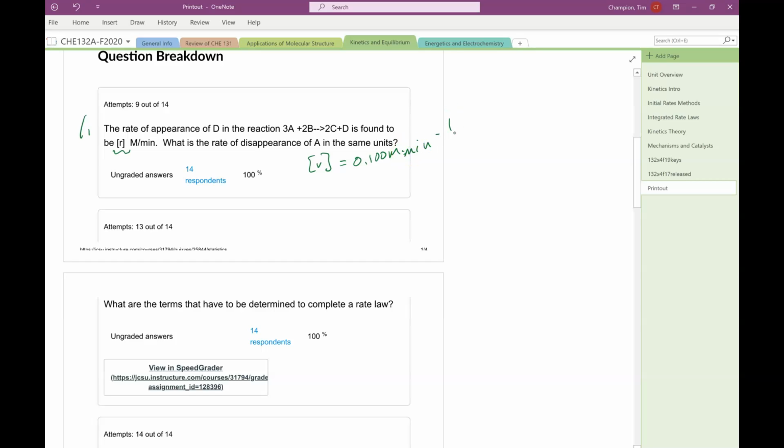So to answer this question, which is a relative rates question, right? Relative rates. What we're looking for is the rate of disappearance of A. So we're looking at A and D. And the way we write those relationships is we say for reactants, negative 1 over the coefficient, so that's the 3, delta A, delta T, which is the rate of change in A.